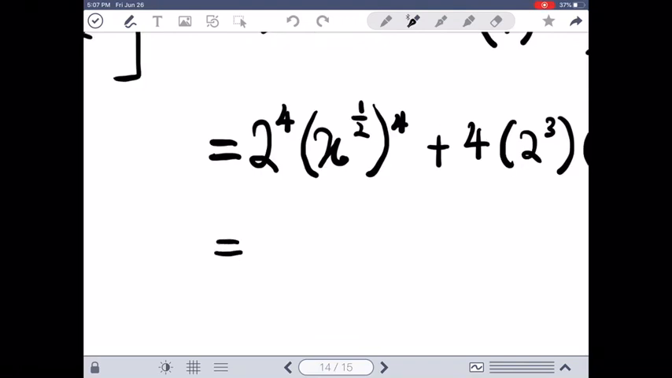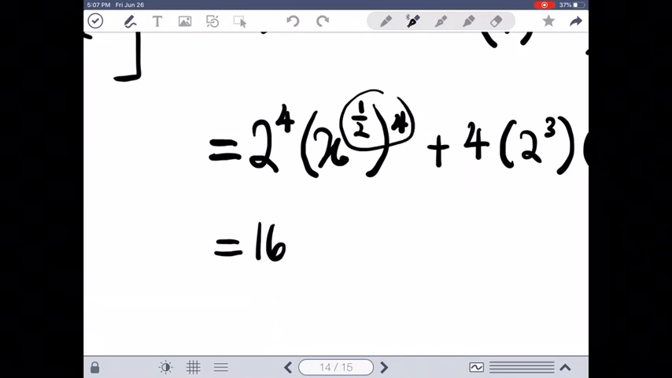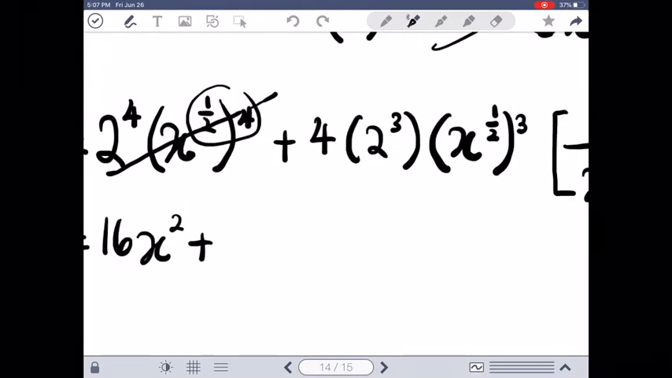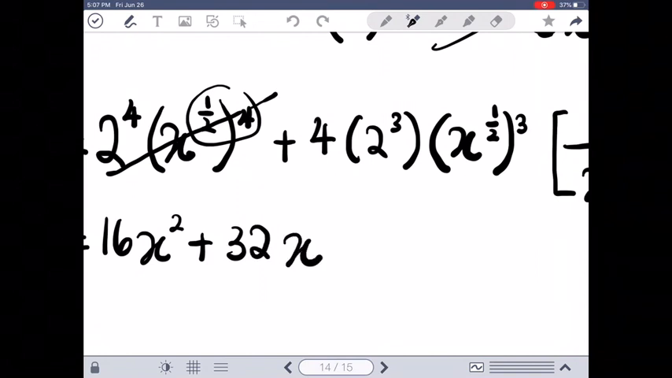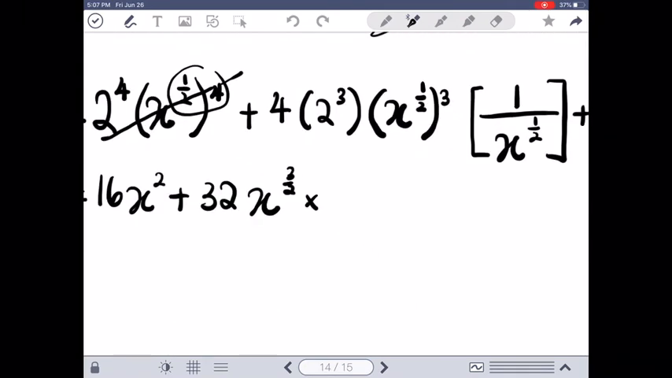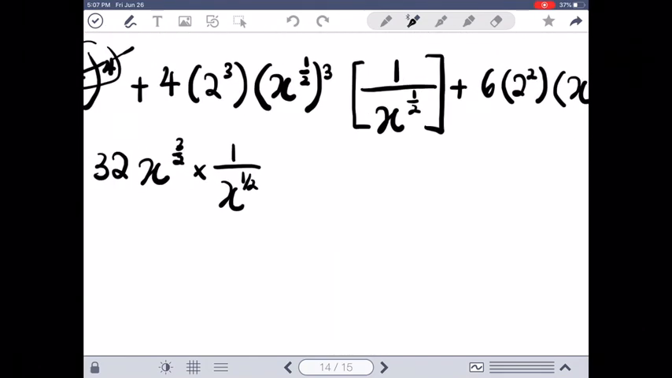Now, one by one. 2 to the power of 4 is 16. So this one you can multiply: half times 4 is just equal to 2. So x to the power of 2. Done with the first term. Second term, 4 times 8, because 2 to the power of 3 is just equal to 8. This is 32, x to the power of 3 over 2 times 1 over x to the power of 1 over 2. Okay, so done with the next term.